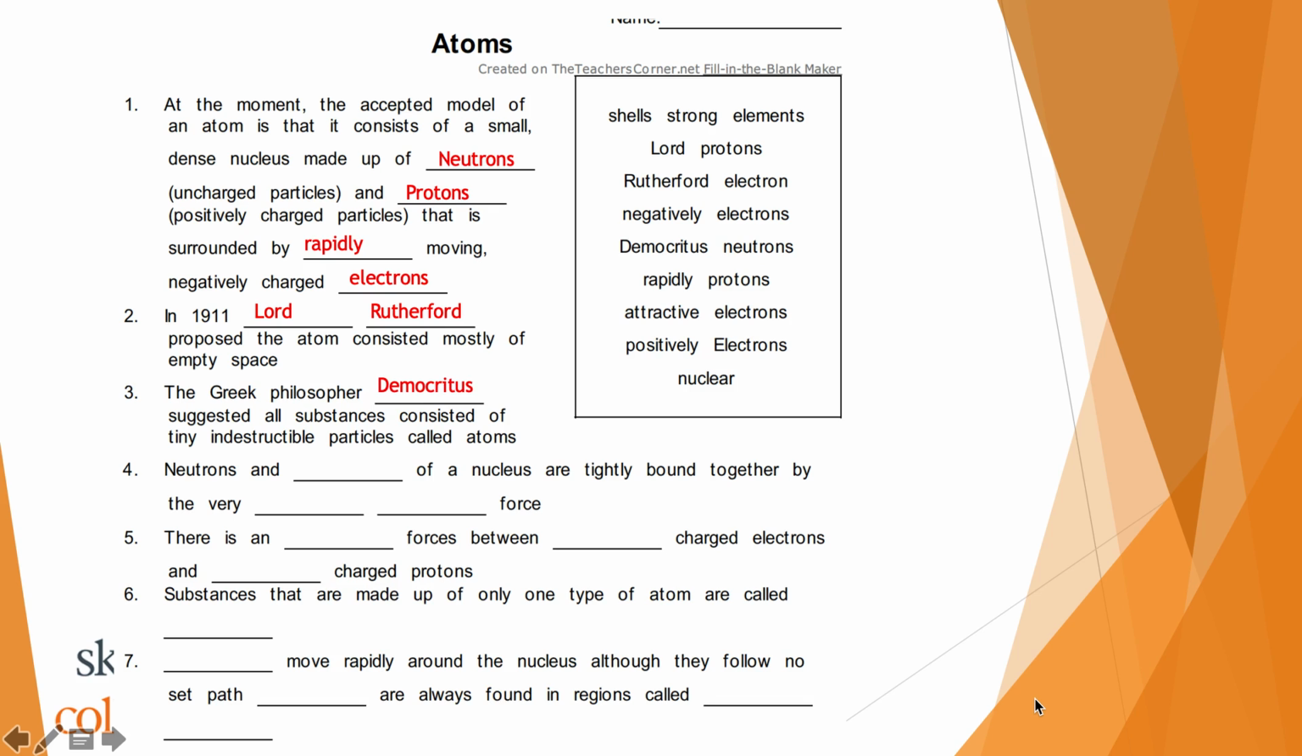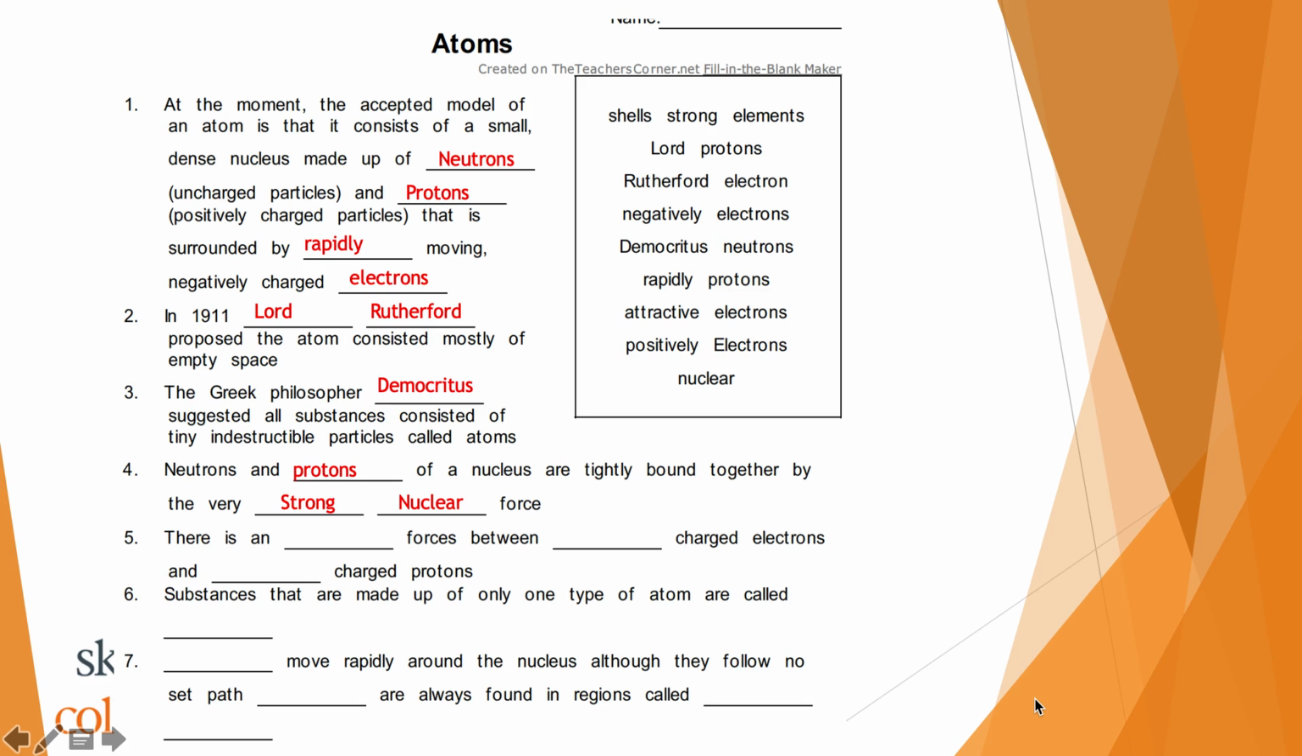Neutrons and blank of a nucleus are tightly bound together by the very blank blank force. So what do we find in the nucleus of an atom? What particles? We have neutrons and protons. They're tightly bound together by the very strong nuclear force. That's one of our fundamental forces.